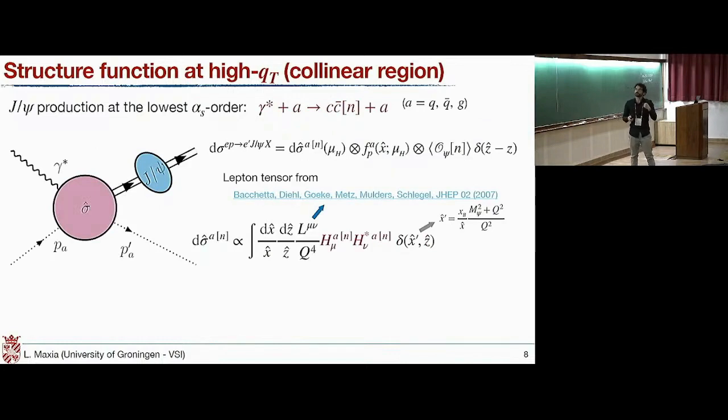From the collinear point of view, instead, in this case, you need to produce the J/psi at high transverse momentum, so you need some objects in the final state that compensate it. So the lowest order is the virtual photon parton fusion, and you have a c cbar and again the parton at the end. And the cross-section is the one I showed you a few slides ago. In particular, I will go a little bit into detail because it's important to stress a few points here.